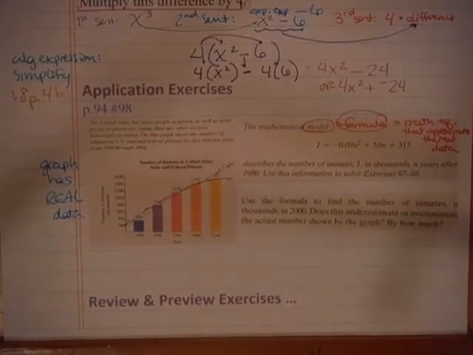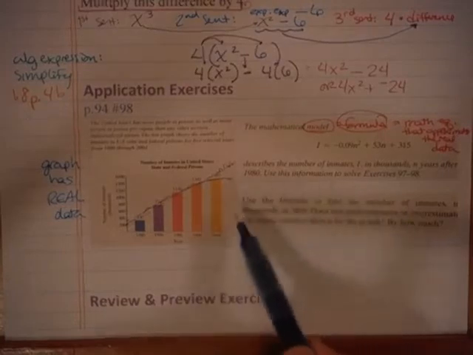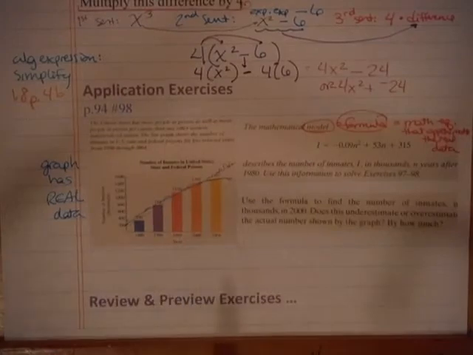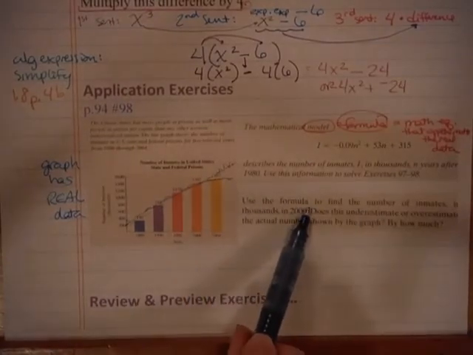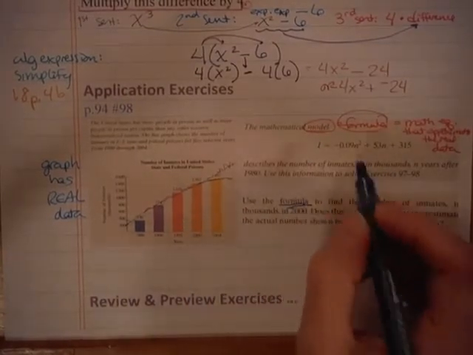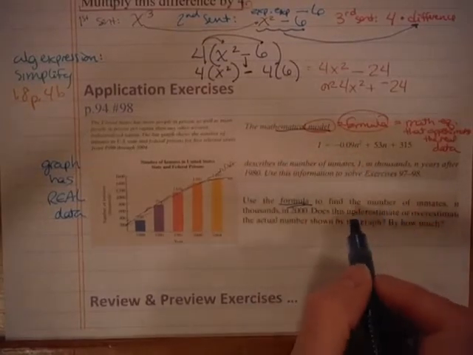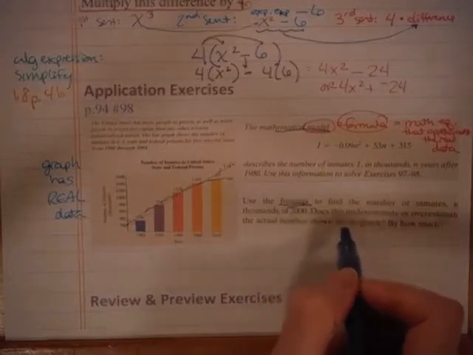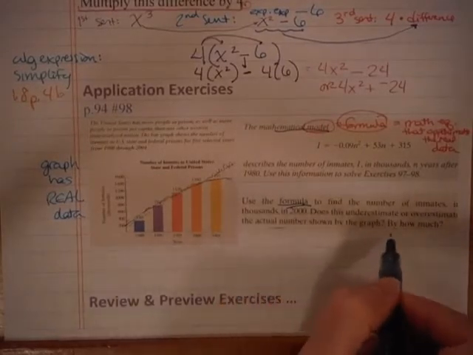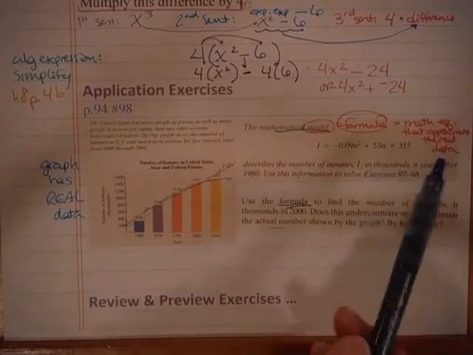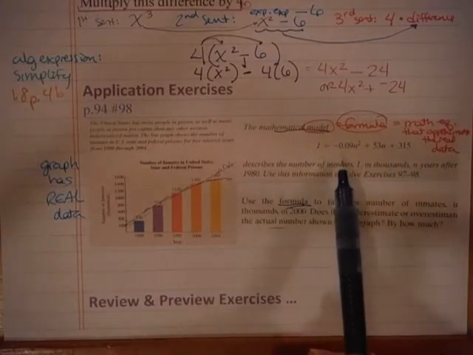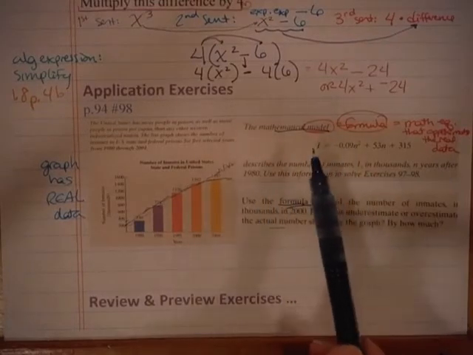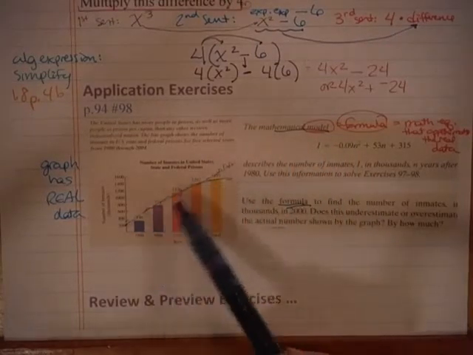So let's read what they have. And once again, the actual problem up above it in the book is where you'll find the model and the graph that they're using. So it says use the formula, the formula meaning the mathematical model, to find the number of inmates in thousands in the year 2000. Does this underestimate or overestimate the actual number shown by the graph, and by how much? So you're going to take this formula and use the value that they give you here to come up with a value for I, and then compare it to the I in the graph.